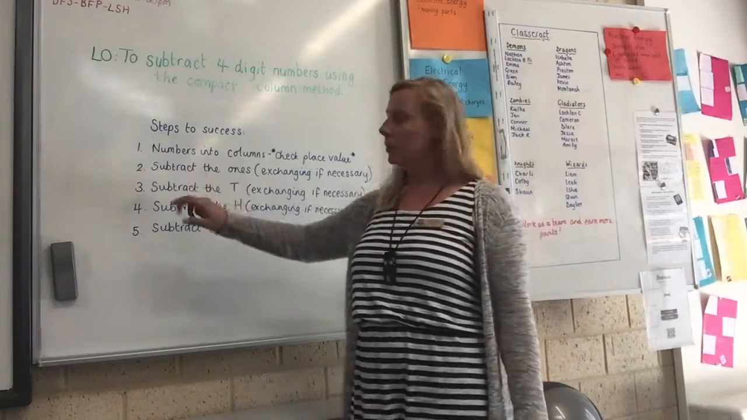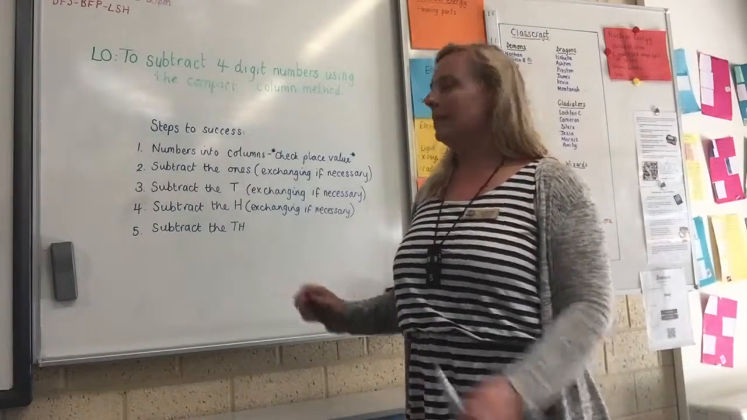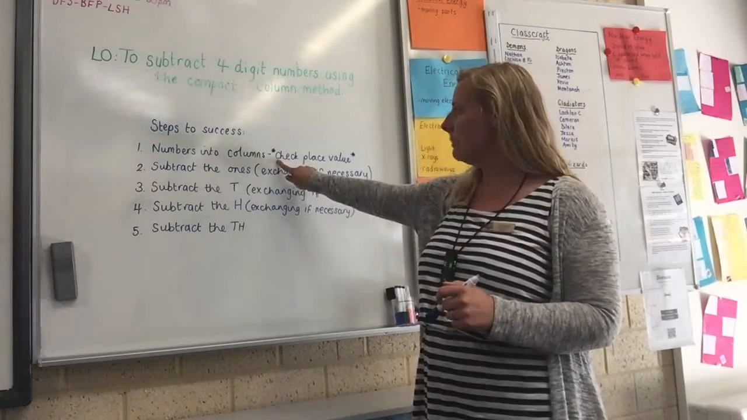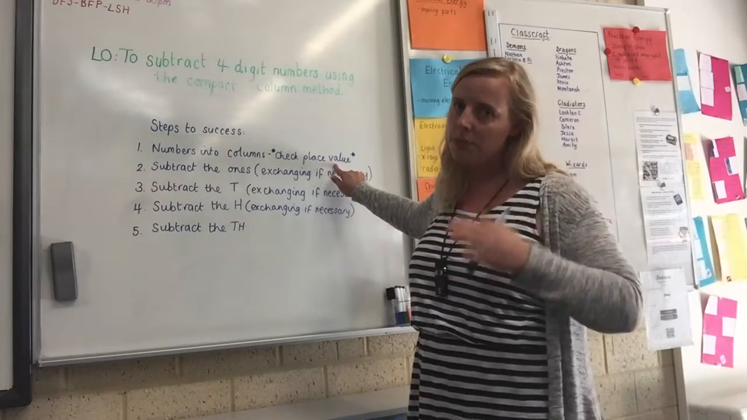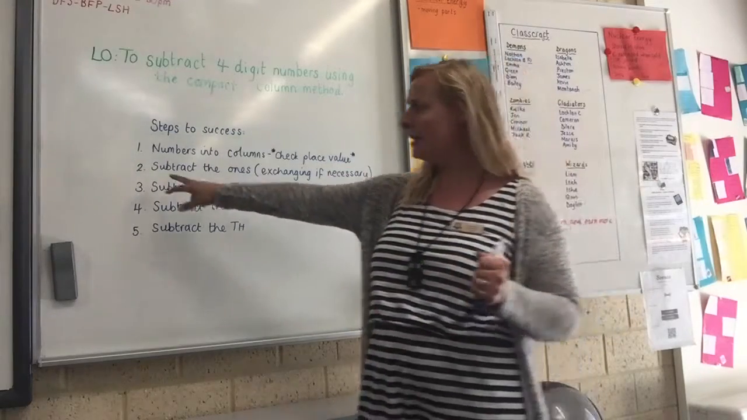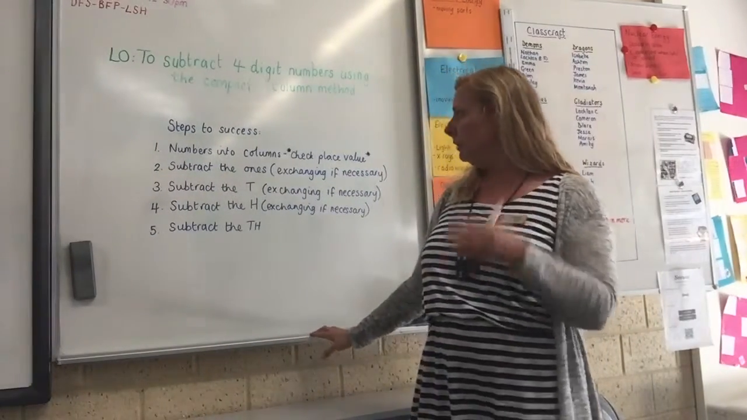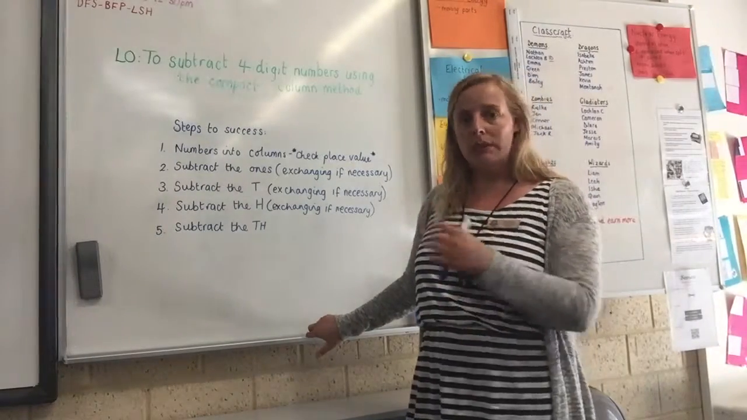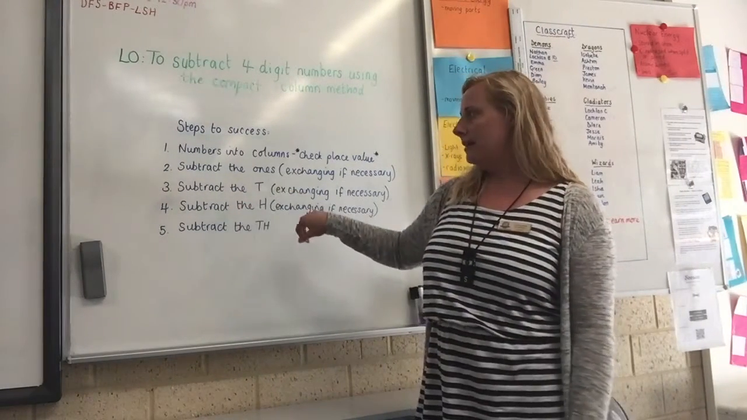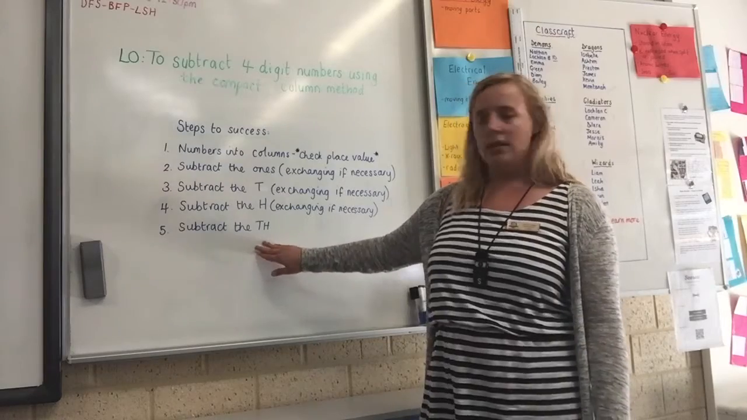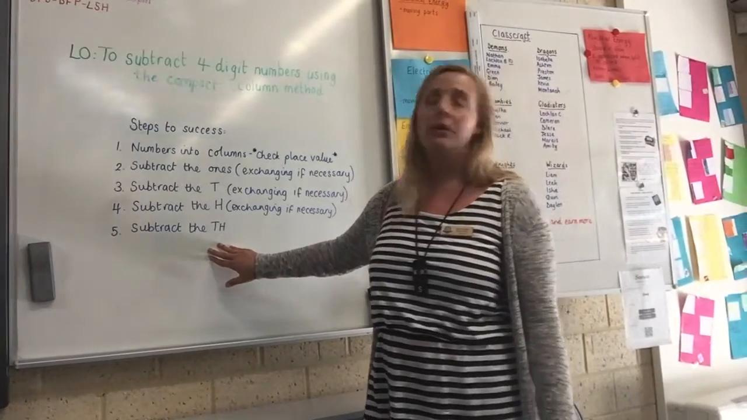So the first step that we're going to do, you're going to identify your numbers into the columns, and it's really important at that point that we check the place value, that we've got all our numbers in the correct columns. Second step, we're subtracting the ones and exchanging if necessary, so we'll have a look at that. Moving on to the tens, then onto the hundreds, then onto the thousands before we get our final answer.